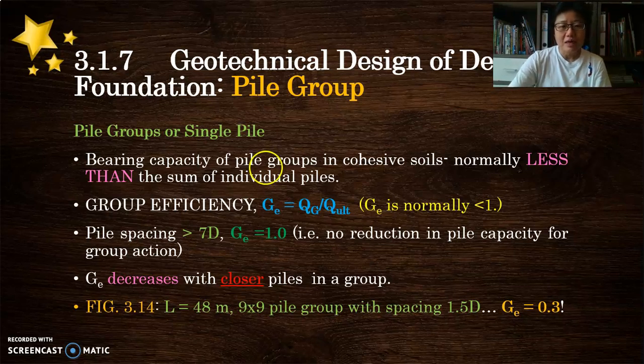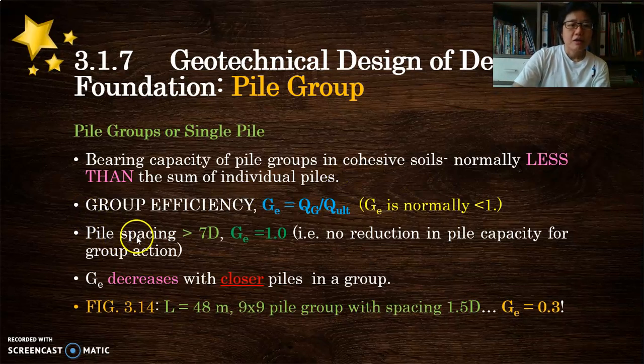So why is that so? This is because there is such a thing called group efficiency. As we learned in this engineering subject, efficiency simply means what you get over what you should be getting. Right, Q, that is the ultimate bearing capacity of the group, over the ultimate bearing capacity of the individual piles multiplied by how many you have, and normally it's less than 1. Alright, efficiency is less than 1, meaning not 100%.